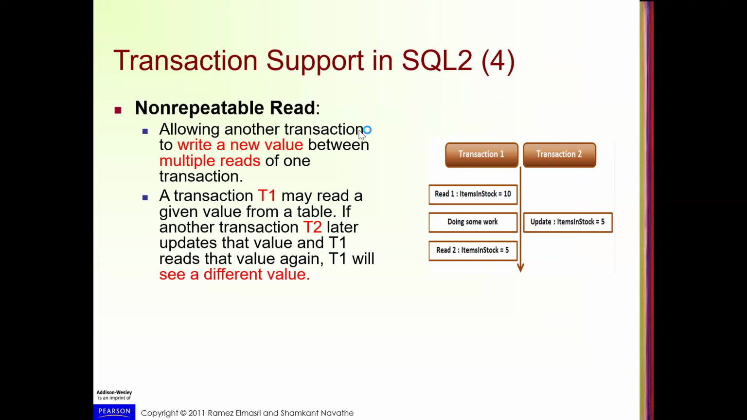Non-repeatable read means allowing another transaction to write a new value between the multiple reads of a transaction. For example, you have a transaction T1, it reads the item stock as 10. Then it is doing some work. While it is doing some work, transaction 2 comes and updates the item stock to be 5. After you finish your work and you go back to the same data item, now you see a new value. This is called a non-repeatable read.